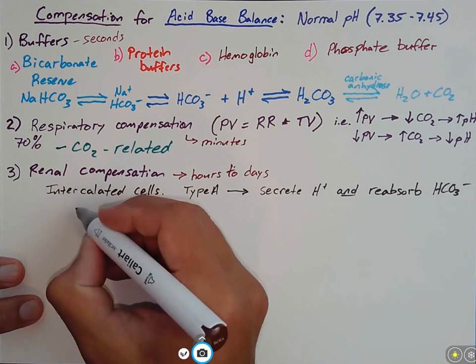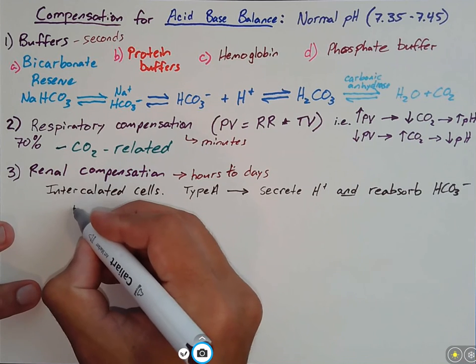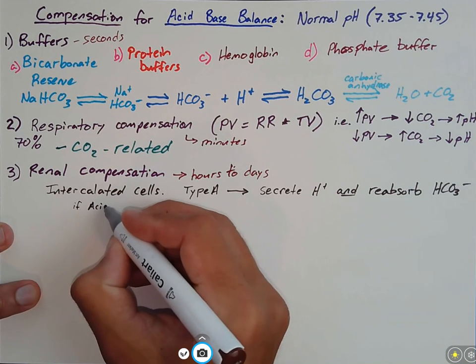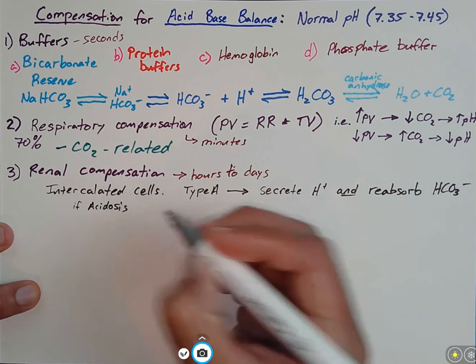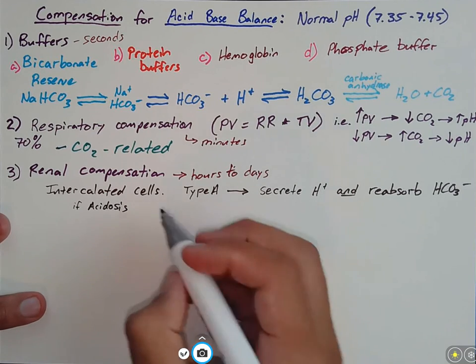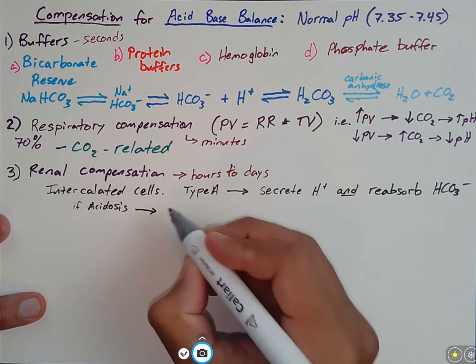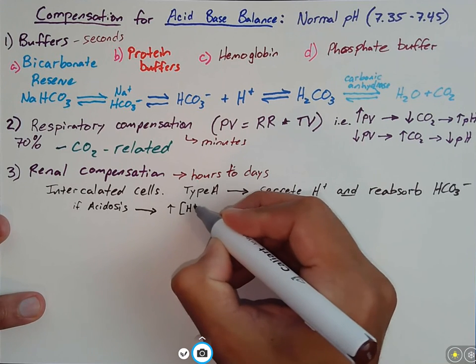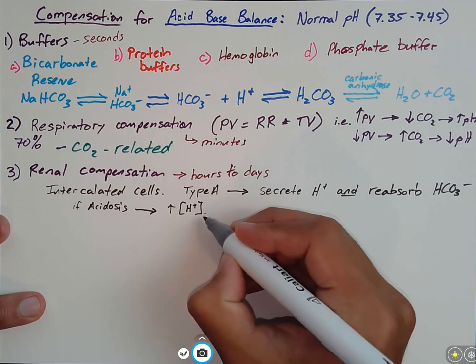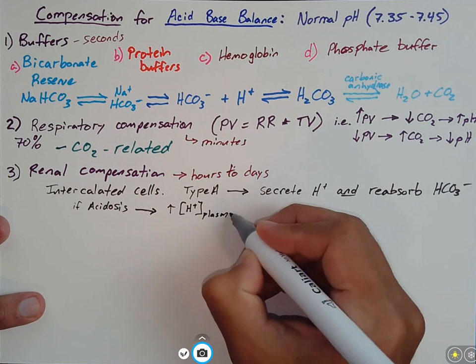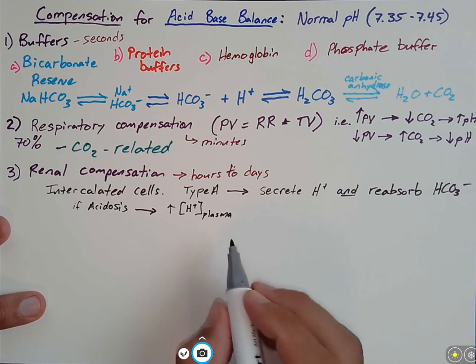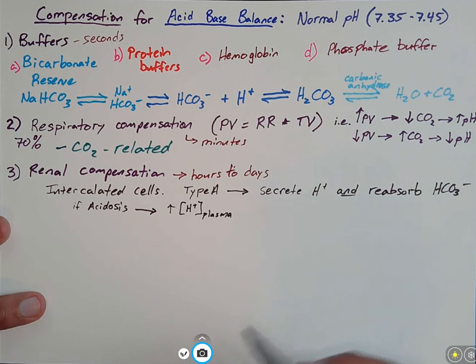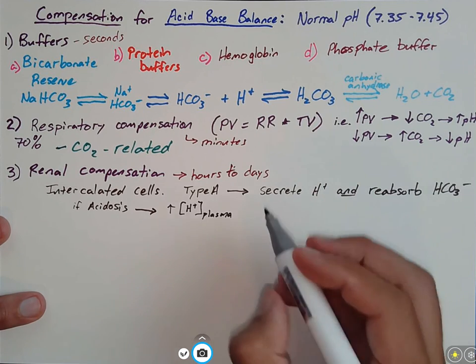Let's think about this. If we had a patient with acidosis, what does that tell you? What's going on with the blood hydrogen levels? If acidosis, that patient has an increase in the hydrogen in the plasma, right? We know that that's there. So what's the patient going to be trying to do? Pee that hydrogen out. It wants to get rid of that hydrogen however it can.